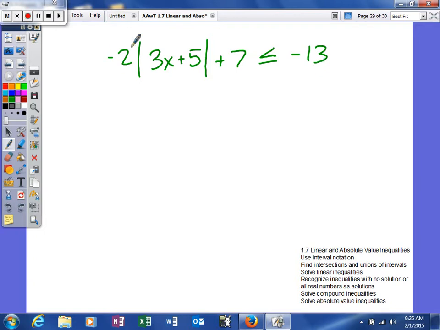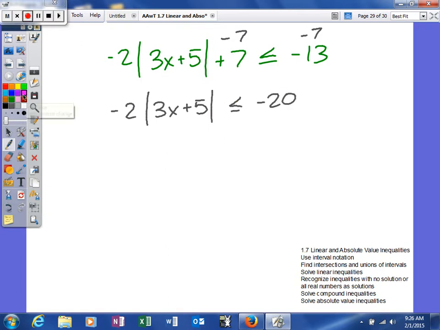So right now it's being multiplied by negative 2, and it's being added by 7. So I'm going to go ahead and subtract 7 from each part, and that'll give me negative 2 times the absolute value of 3x plus 5 is less than negative 20. At this point, what I would need to do is get rid of that negative 2. So it's being multiplied by my absolute value, so I'm going to divide.